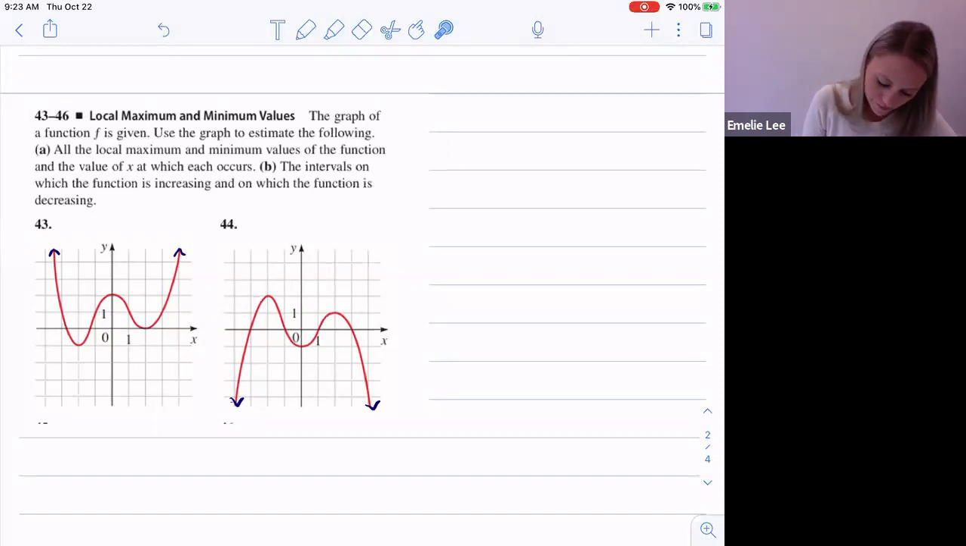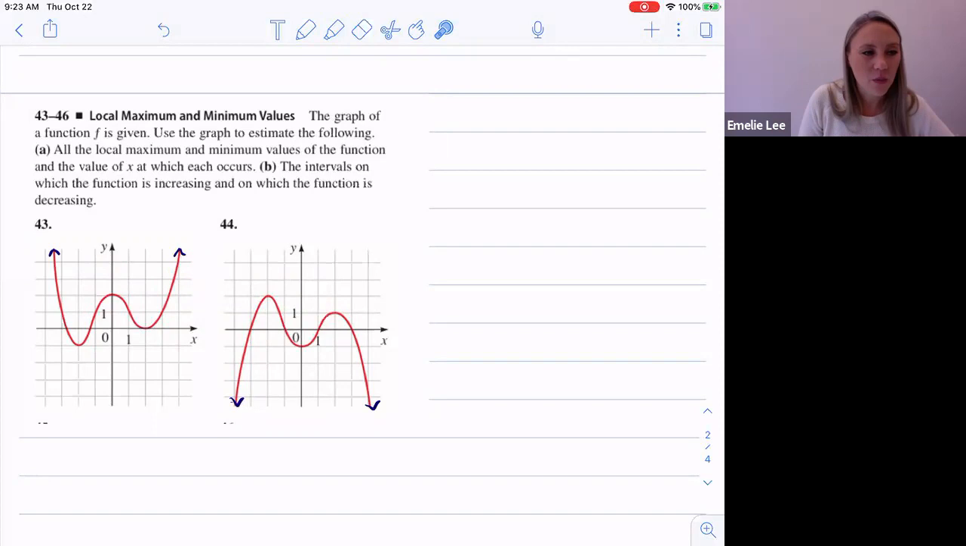Just as a side note, these are functions, right? Because if we draw these imaginary vertical lines, doing the vertical line test, I'm only crossing the graph at 1 point for each value of x. So it is a function. Same thing for this one. Nice.